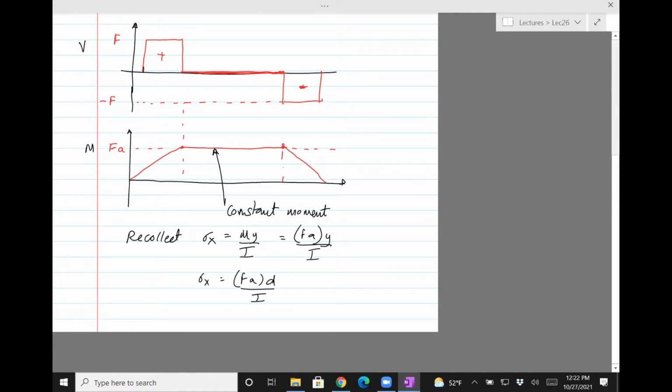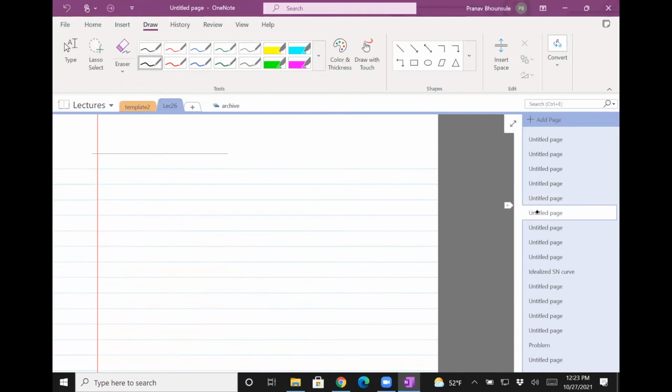Okay, so since the moment of inertia I is constant, d is constant, and a is also constant, sigma is proportional to F. Now my goal is to have a loading which will be sinusoidal, something like sigma sine omega t. The easiest way I can do that is to ensure that the force F is some kind of a sinusoid.